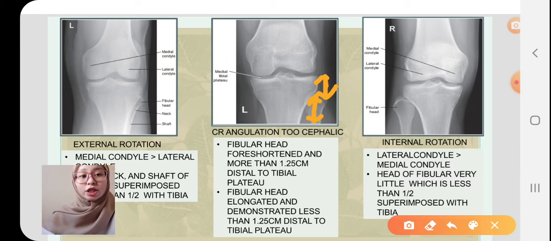If the beam angulation was too caudal, the evidence is that the fibula head will seem elongated and demonstrate less than 1.25 cm distal to the tibial plateau.